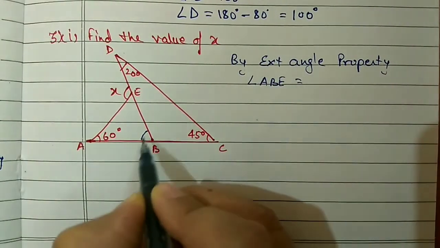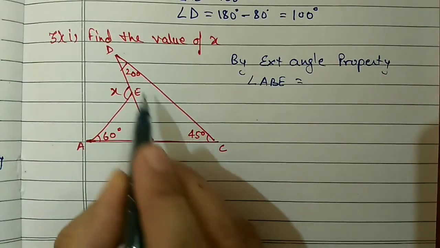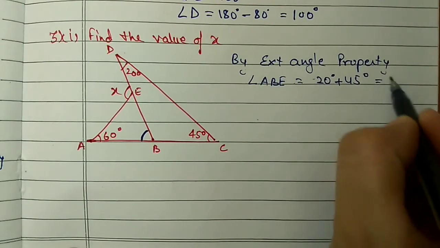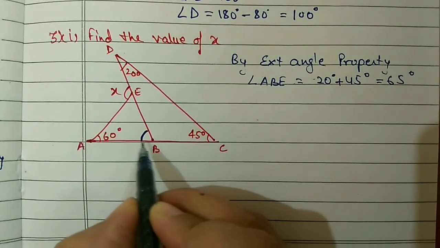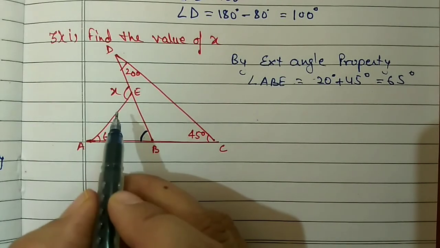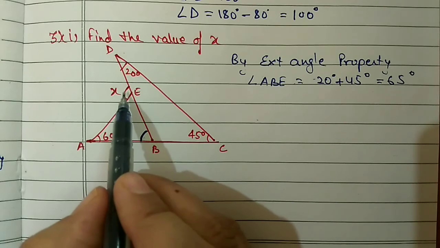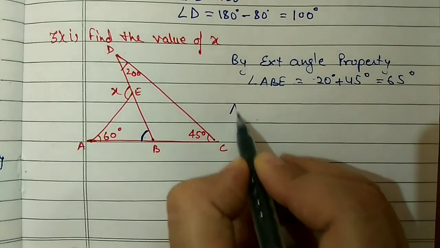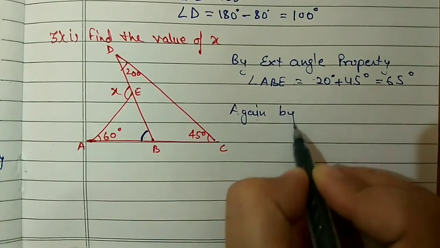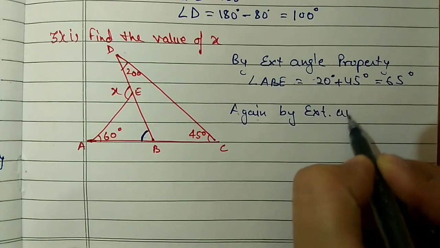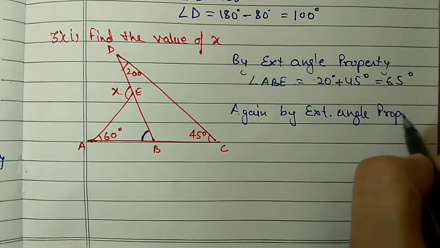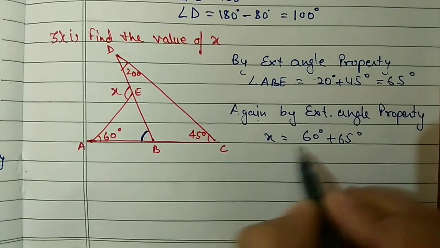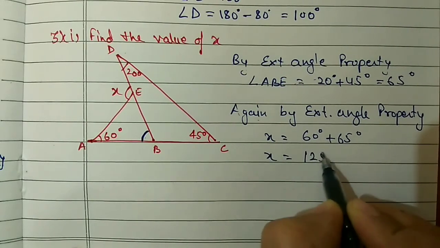ABE means this exterior angle will be equal to the sum of the opposite interior angles. It will be equal to 20 degrees plus 45 degrees, which is 65 degrees. Now after getting this angle, you can find out this x again by the exterior angle property, because this is the exterior angle and these two are opposite interior angles. So again by exterior angle property, x is equal to 60 degrees plus 65 degrees. So the value of x is 125 degrees.